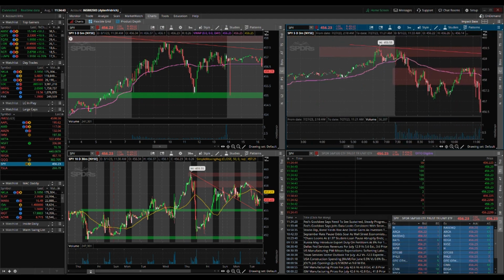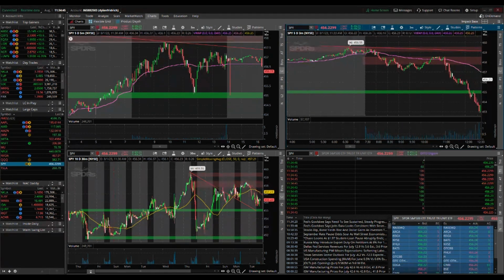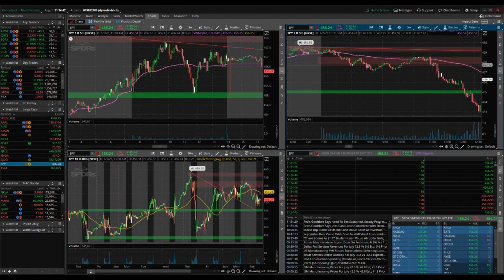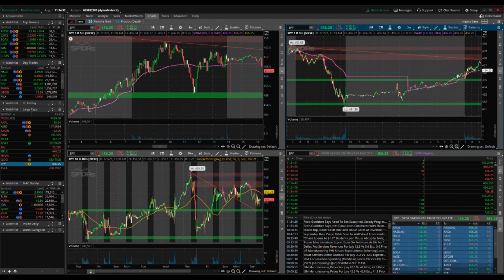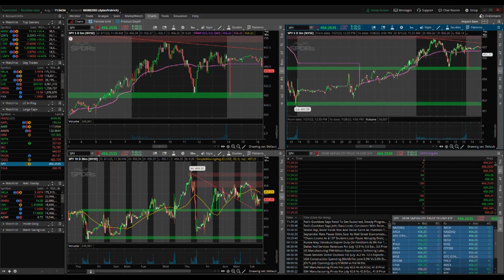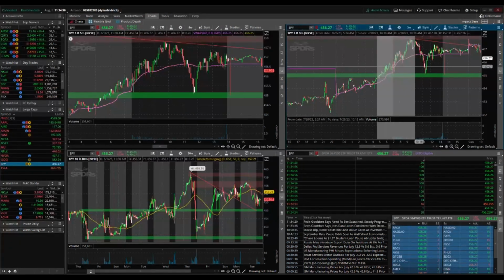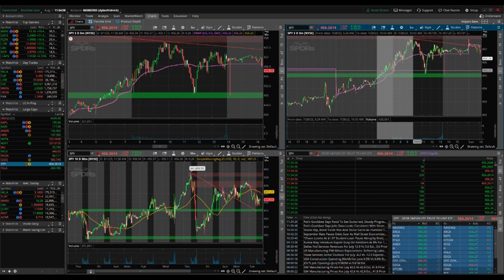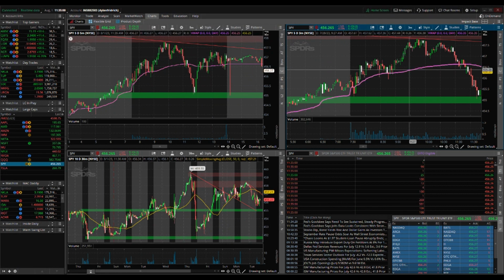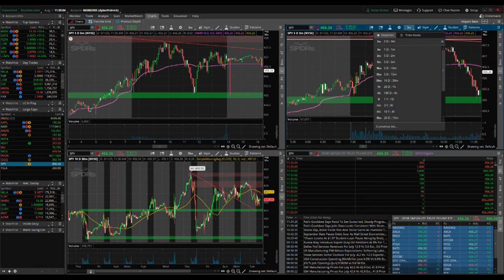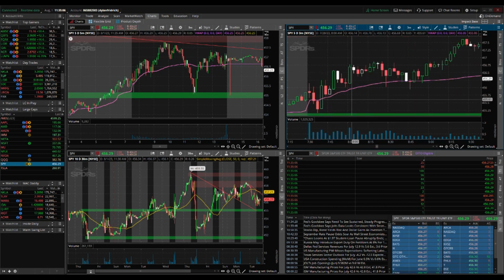my 3, my 5, and my 15. This is a 30 now, but 3, my 5, and my 15. And until I get into a level I'm interested in, at that point I'll actually start to go to a 1 minute.